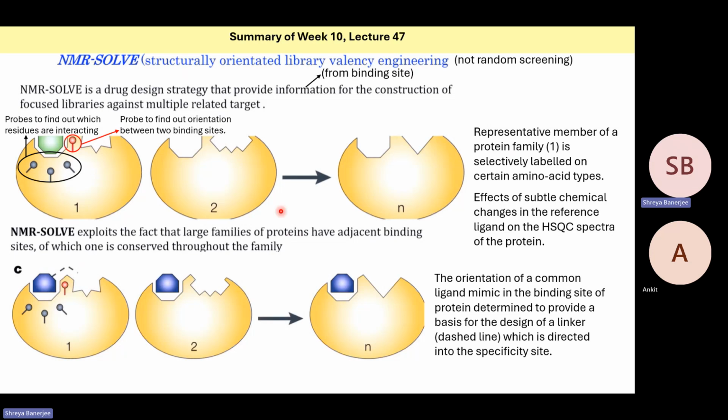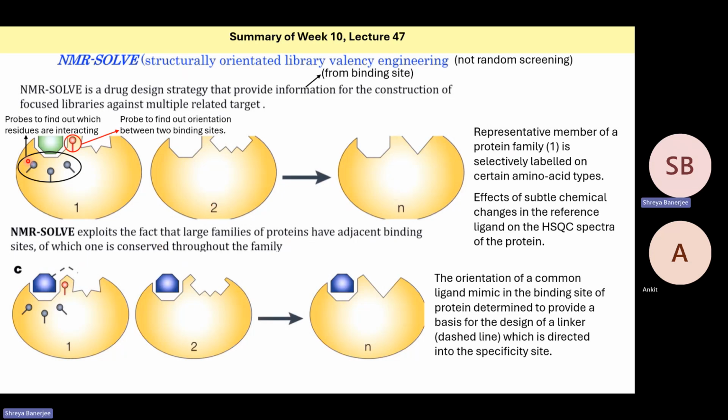So these kinds of proteins which have one common binding site and an adjacent binding site that is different are called a protein family. NMR SOLVE exploits this property of large families of proteins that have adjacent binding sites of which one is conserved throughout the family. So if you manage to find a good drug for the one site, then it will act as a ligand for all members in that protein family.